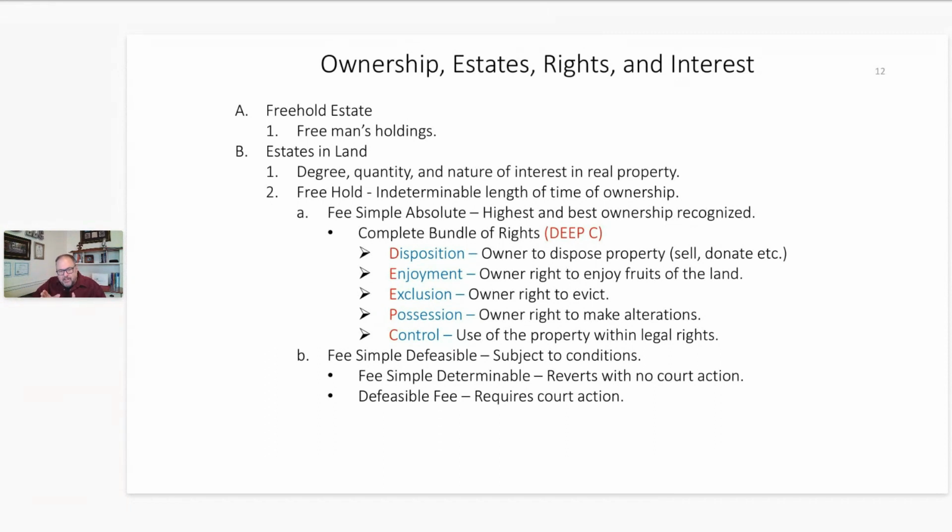Have an idea, visualize this, of what these terms mean when an owner has the complete bundle of rights under fee simple absolute. Okay. Now, if I'm at the top of a ladder, I've got fee simple absolute. If I take a couple of steps down to the middle of the ladder, I'm going to lose some bundle of rights, which brings me to fee simple defeasible. Fee simple defeasible is ownership, but it's subject to conditions.